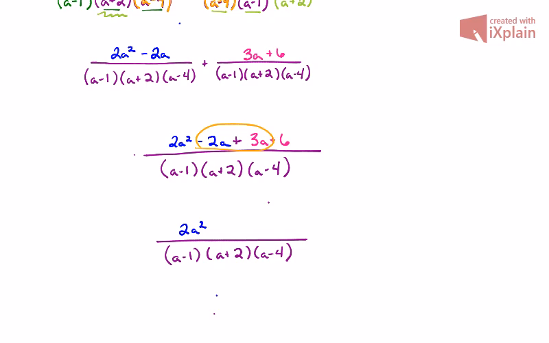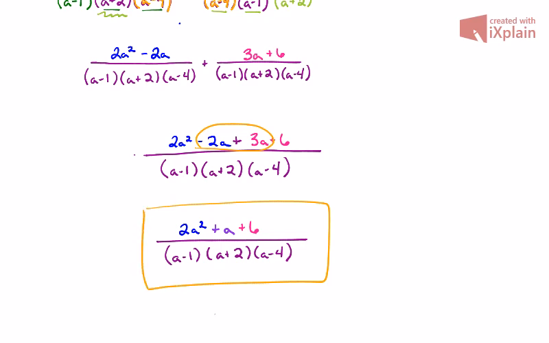The negative 2a plus 3a will result in a positive a, and then again the plus 6 does not have anything left to combine it with, so it doesn't have any like terms to merge with. So at this point, what you would want to do is take a look at the numerator and see if you could factor it down any further. For the sake of time, I will tell you that you cannot. So this is our final answer.